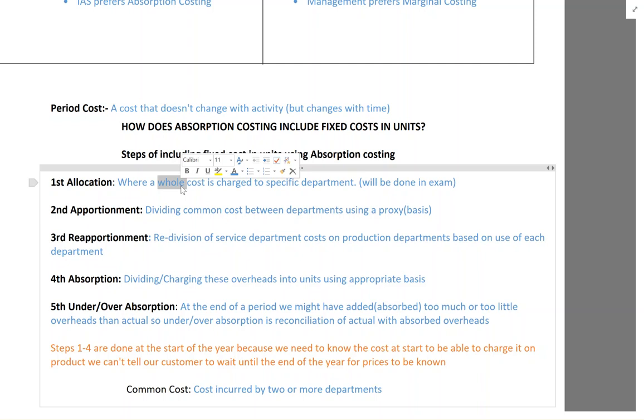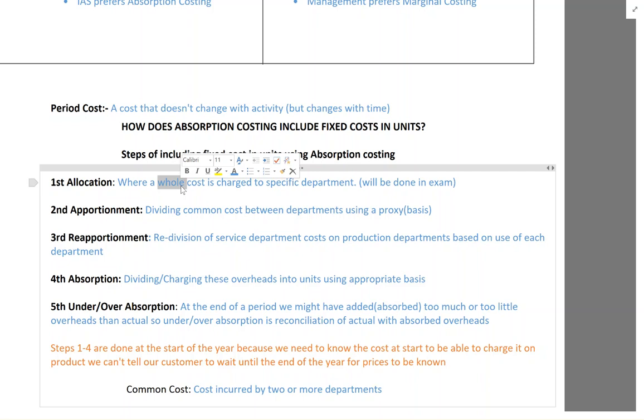Allocation is when a cost is specifically identified, specifically related to a department. Let's say we have Department A, a production department. We have Department B, a production department. Each of them has a separate supervisor. So the salaries of those supervisors are specifically related to those departments. The supervisor in Department A, salary relates to Department A. Supervisor B's salary relates to Department B. So that is called allocation.